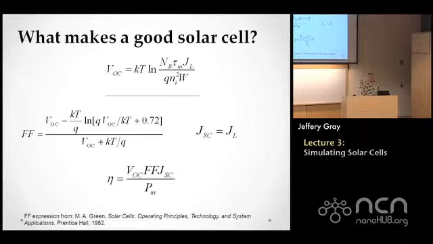kT, and I'm probably missing a q, but it's not a big deal. This should be kT over q, sorry. Natural log of the doping in the base, lifetime in the base, the light current divided by the charge, and the intrinsic carrier concentration squared and divided by the thickness of the base. So that's the open circuit voltage.